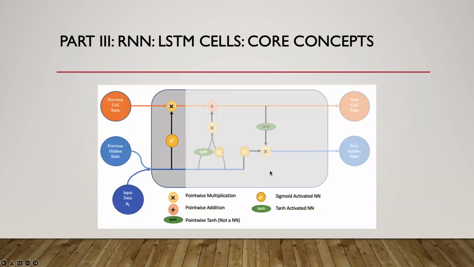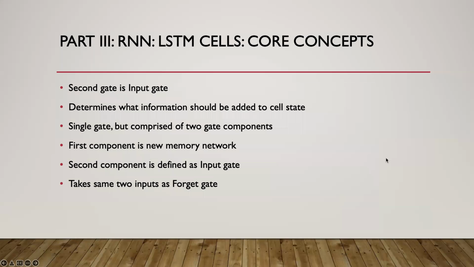Here's a little diagram of it. So right here is the previous hidden state coming in and the new input data coming in. And so here's a sigmoid activation function kind of filtering that data. And here's the previous cell state coming in, and it kind of adds that to it and removes anything that doesn't need to be in there. And then as you can see, it goes to the next gate right here, the input gate, which we'll talk about next.